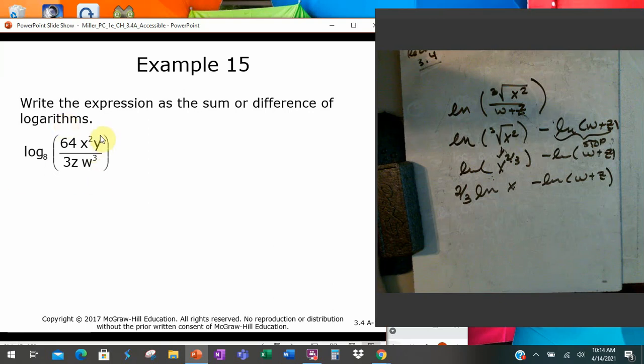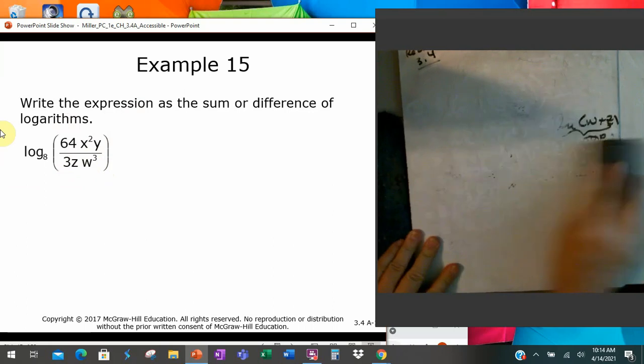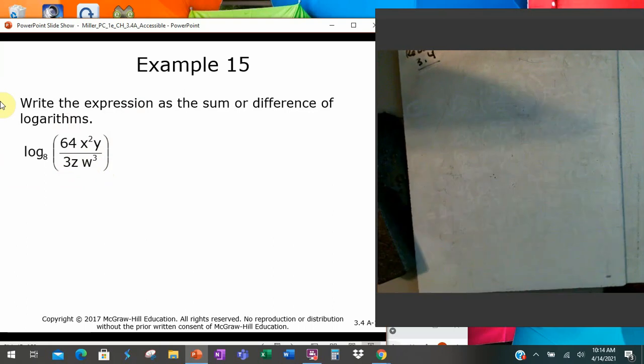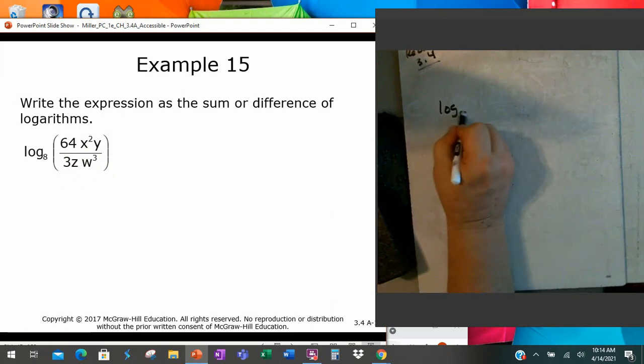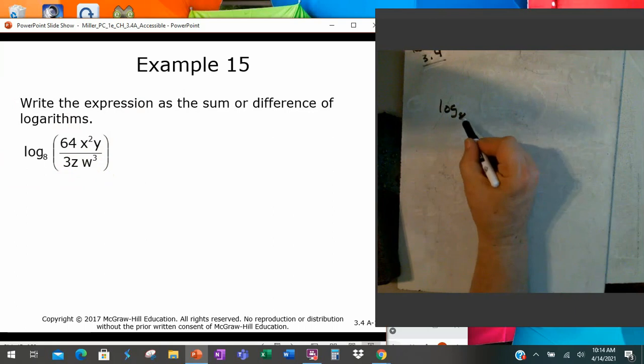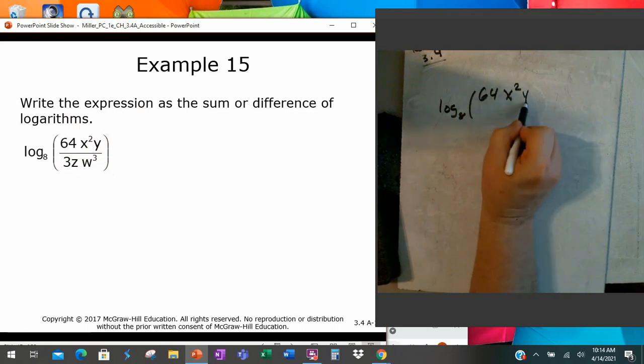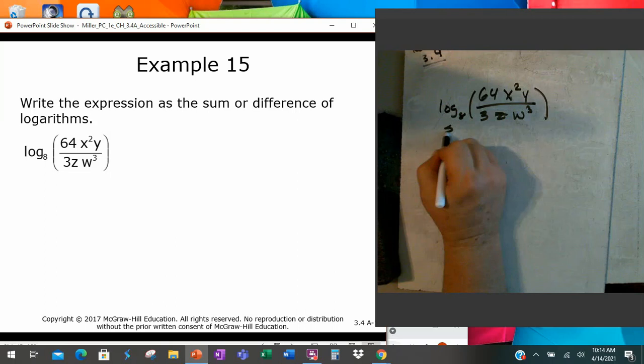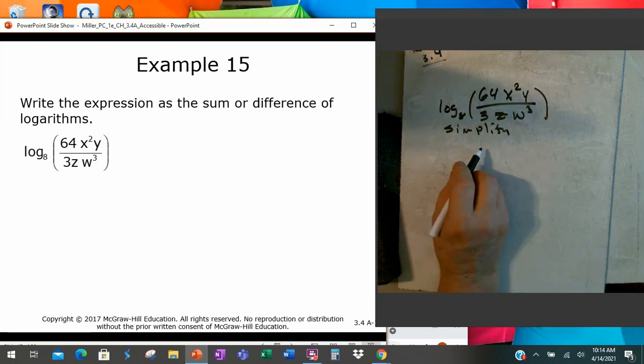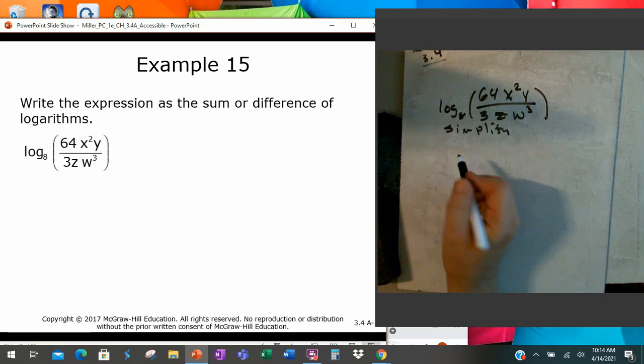So all of these, top minus the bottom, and then break these apart. Let me do this one because it's kind of got a mixture of everything that we need to deal with. Here's log base 8 of 64x squared y over 3zw cubed. Okay, simplify. So the top minus the bottom is my first step.